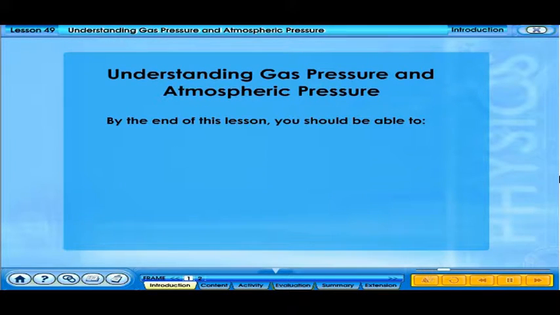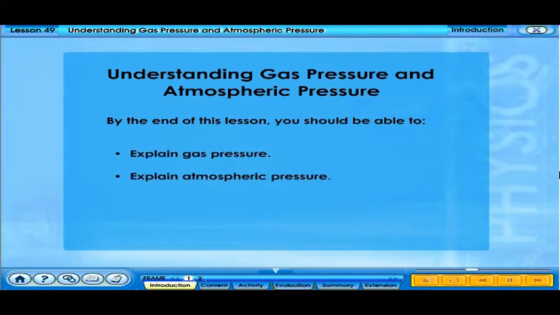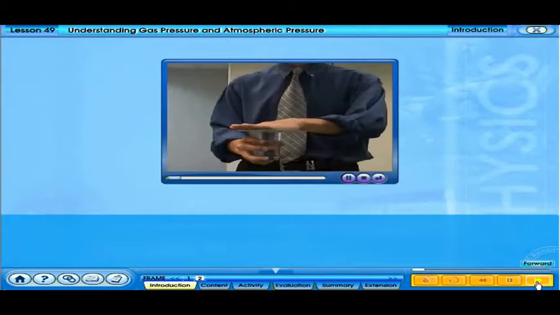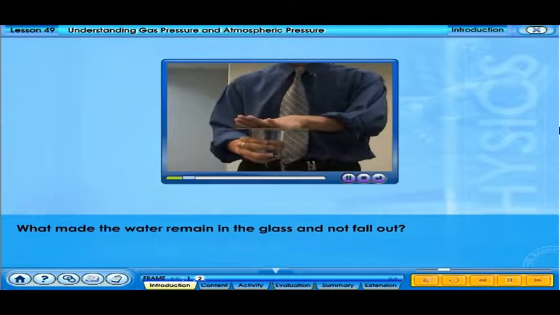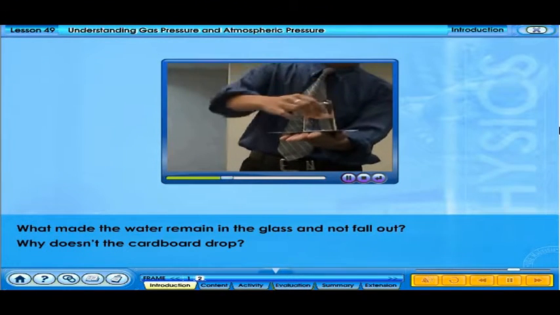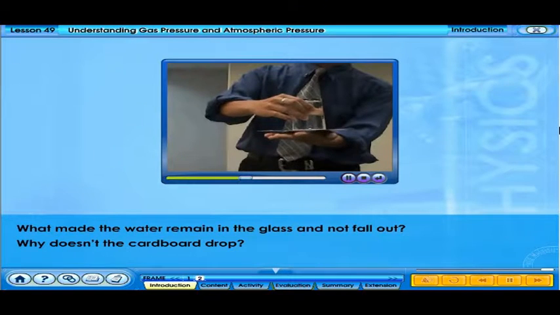By the end of this lesson, you should be able to explain gas pressure and explain atmospheric pressure. What made the water remain in the glass and not fall out? Why doesn't the cardboard drop?